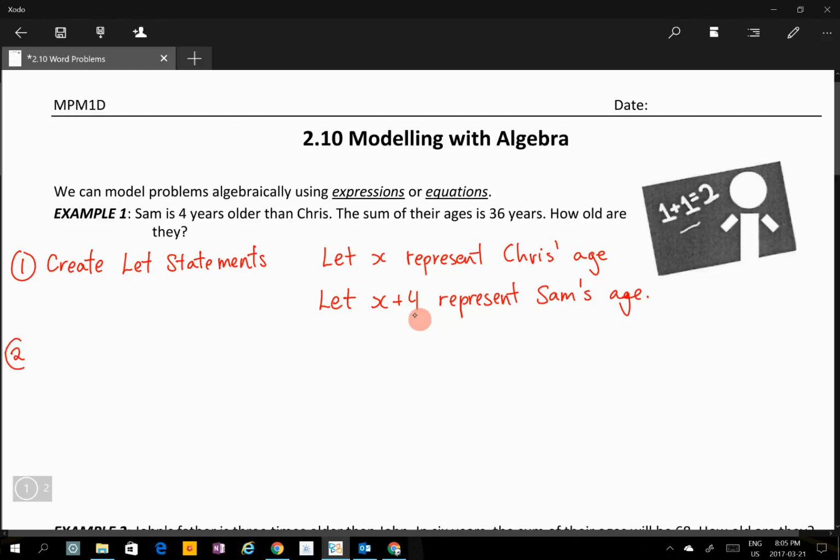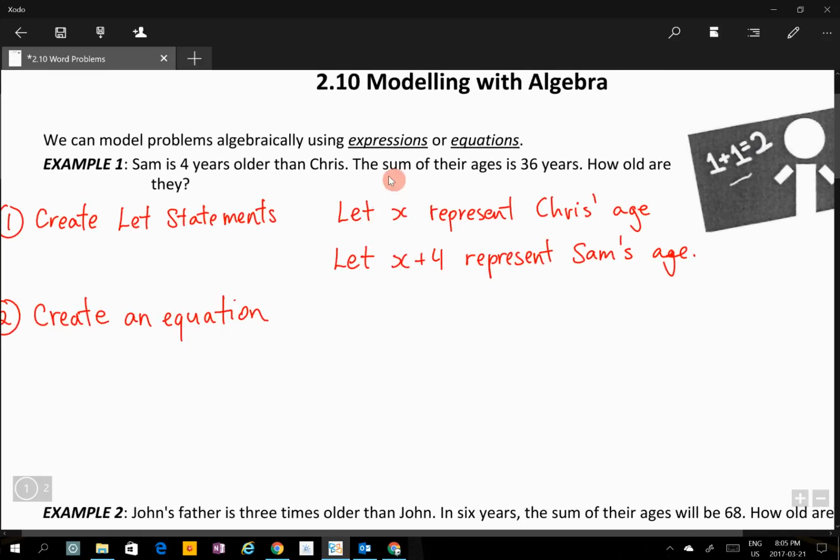Step number 2, create an equation. So our equation is going to be, based on what they're giving us in the problem, the sum of their ages is 36 years. So sum is a key word there. I'm going to be adding their ages. Okay, so I'm going to take Chris's age, x. I'm going to add it to Sam's age, x plus 4. And that's going to equal 36.